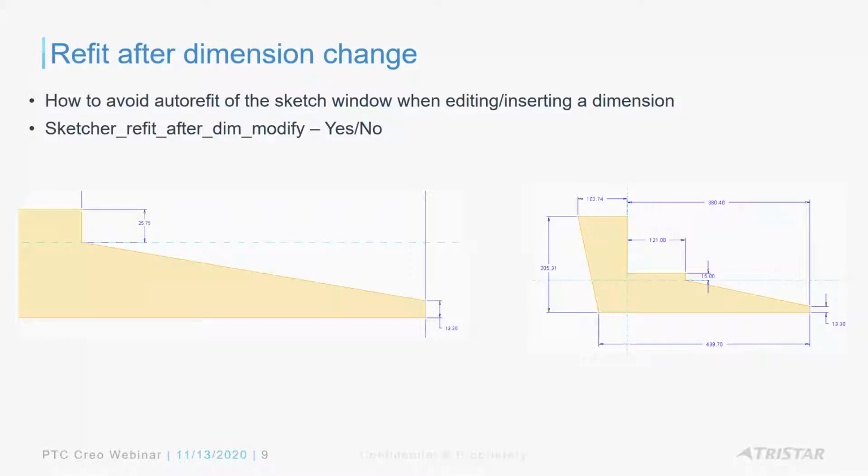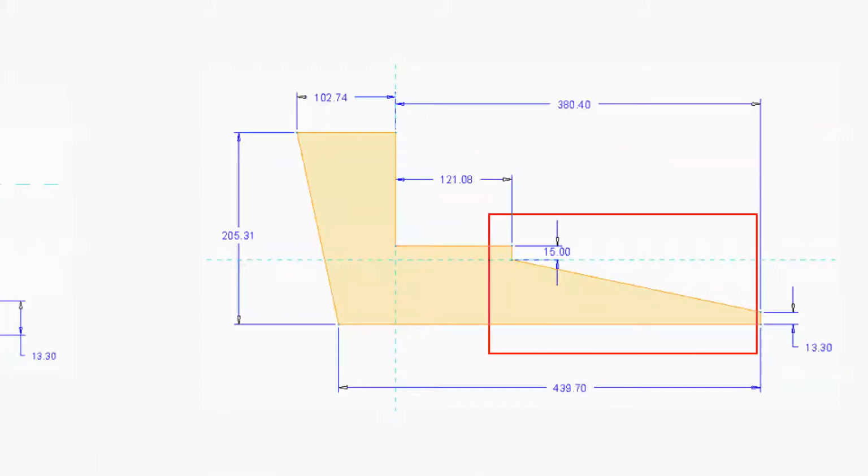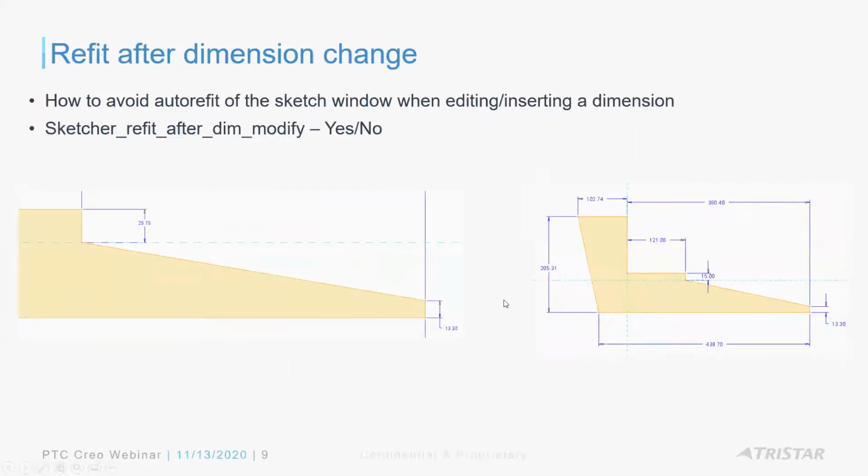We went through a few config options too that I personally like. Sketcher refit after dim modify: PTC keeps changing the default with each release. I know with Creo 7, they set it back to no. Sometimes you might wish your Sketcher refits, sometimes you might wish the Sketcher doesn't refit. It depends on where you are, right? I probably am zoomed in here all the way, and I don't want it to zoom out every time just because I made a simple dimensional change. I'm still working on that area. So you could either set it to yes or no.